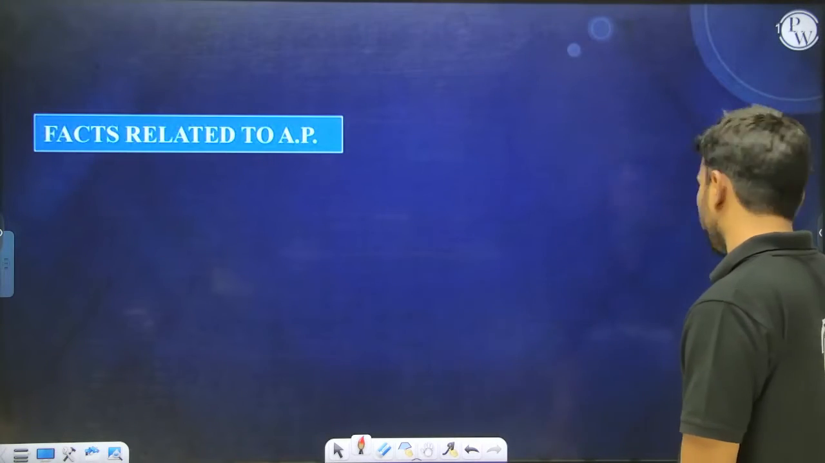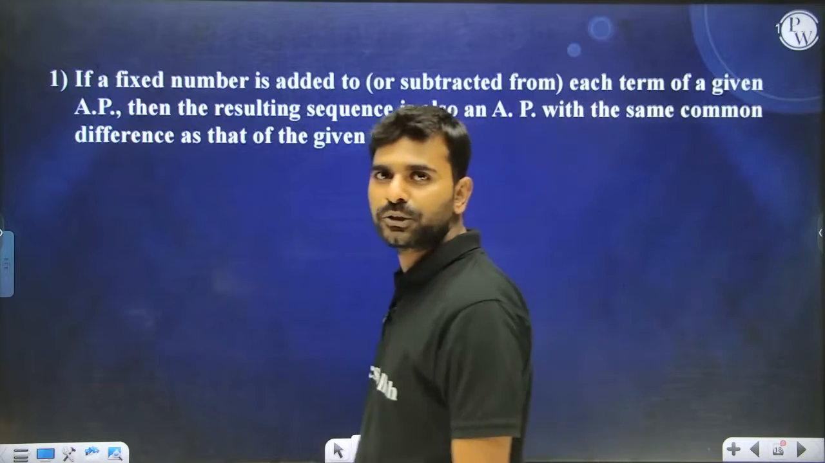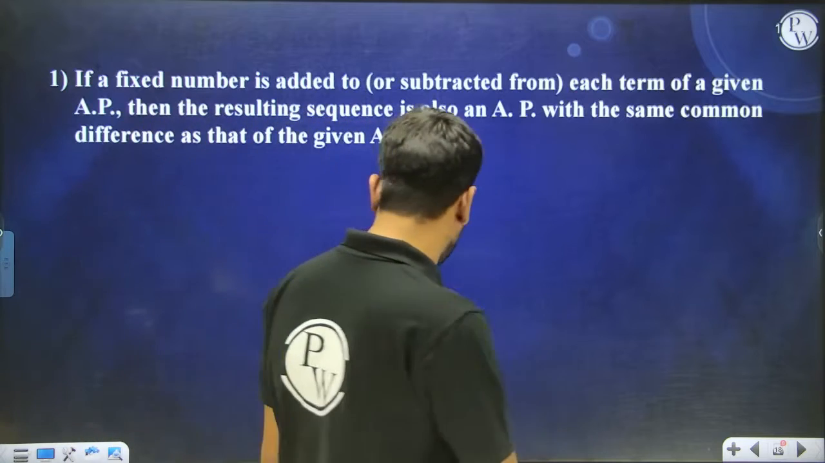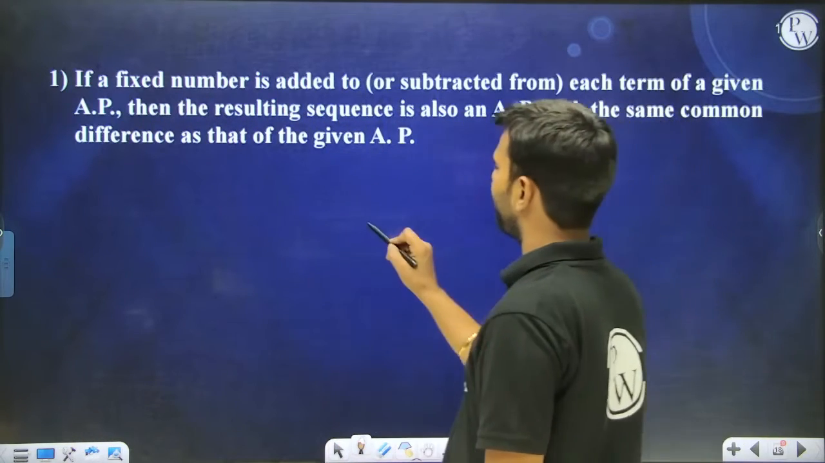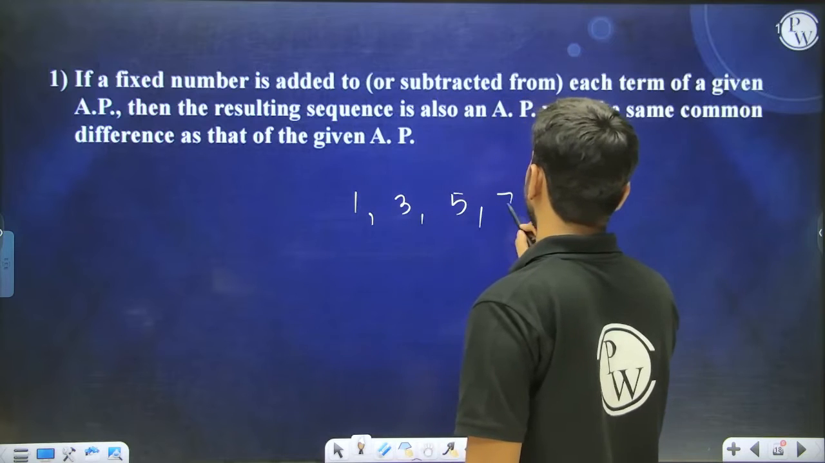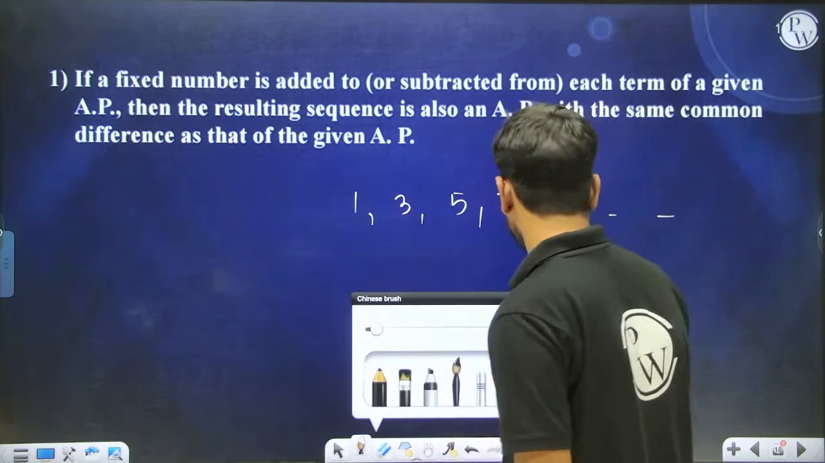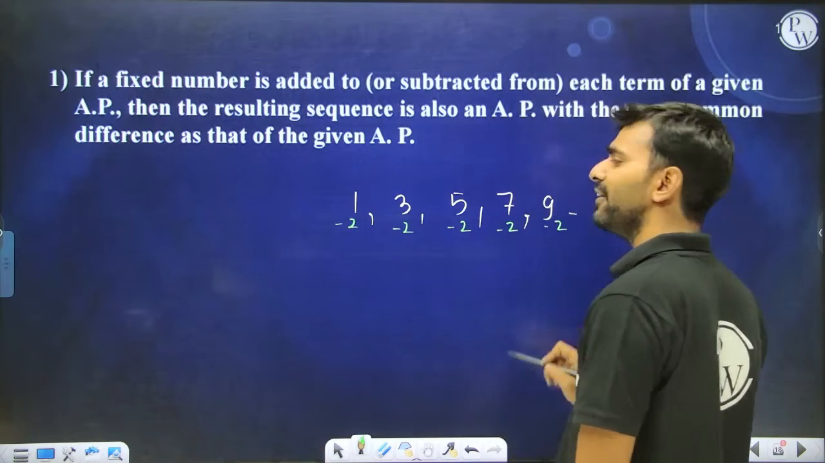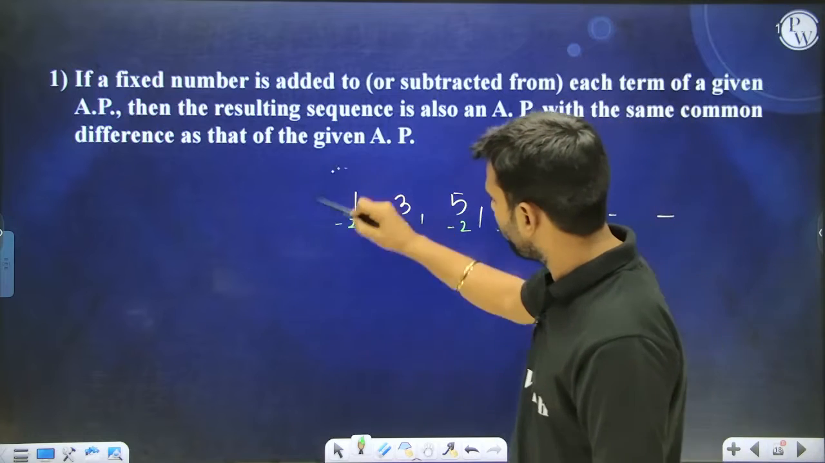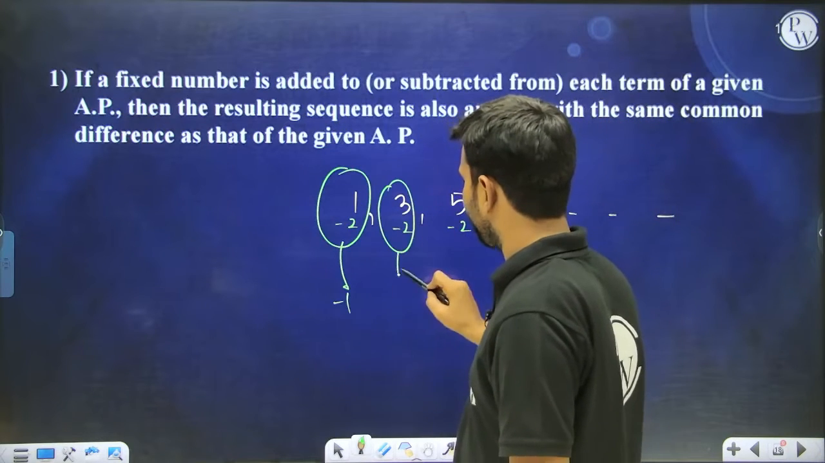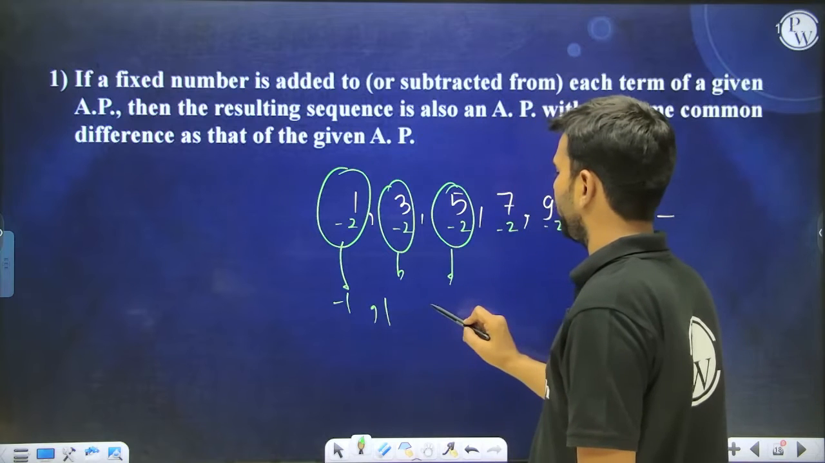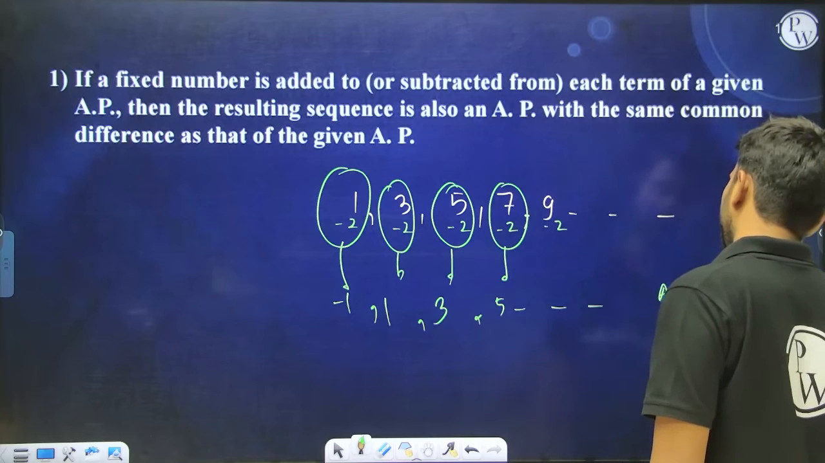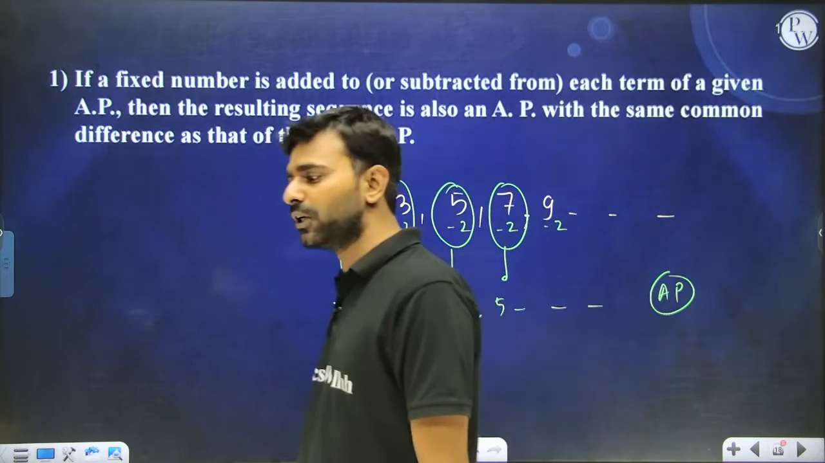Facts related to an AP. If a fixed number is added to or subtracted from each term of a given AP, then the resulting sequence is also an AP with the same common difference. Yes or no? Let's say, for example, 1, 3, 5, 7, 9 and so on. If this is an AP, and from each and every term I am subtracting 2, then the terms are going to be minus 1, 1, 3, 5. Don't you think that the resulting sequence is again going to be an AP? Yes, and that too with the same common difference, is what the property is telling you.